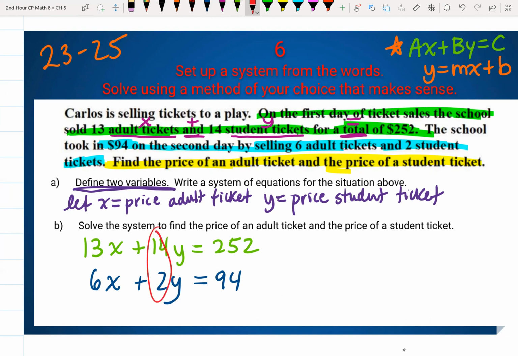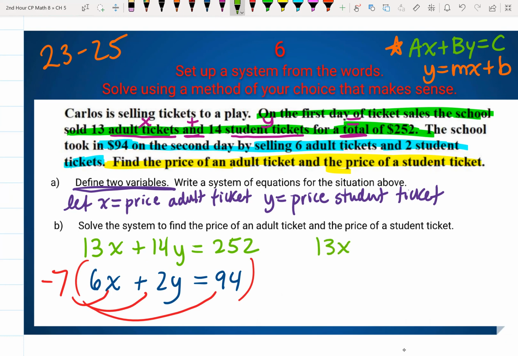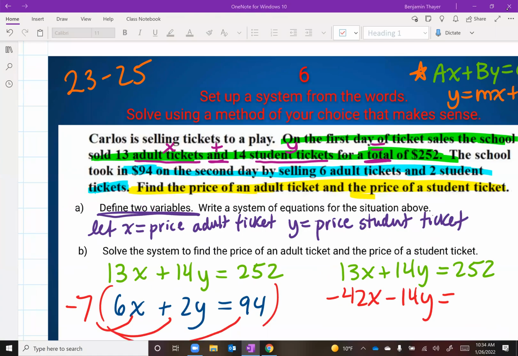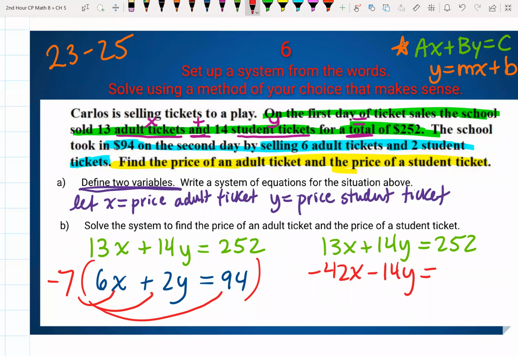2 and 14 will meet up at 14. So I want to make this a negative 14 on the bottom. So I'm going to multiply by negative 7, because I know negative 7 times 2 is negative 14. While the top equation remained the same, I'm just going to copy it down. The bottom equation changes to negative 42x, negative 14y, and I'm going to pause for a moment to calculate negative 7 times 94. All right, and negative 7 times 94 is negative 658.